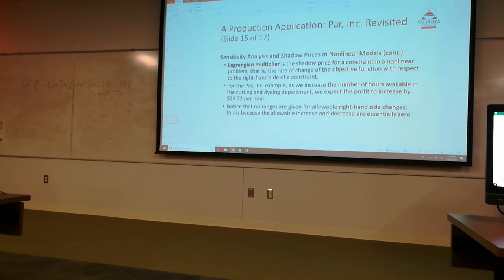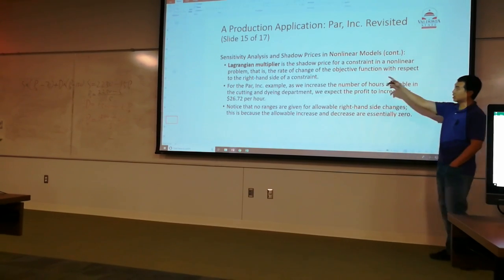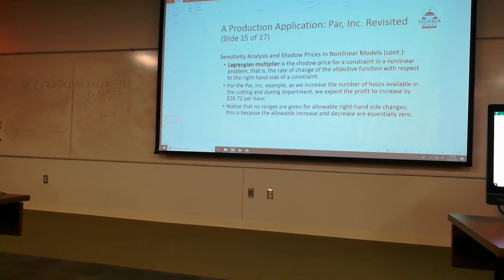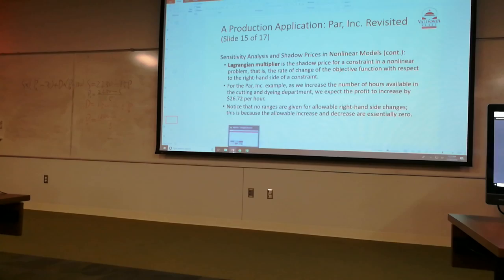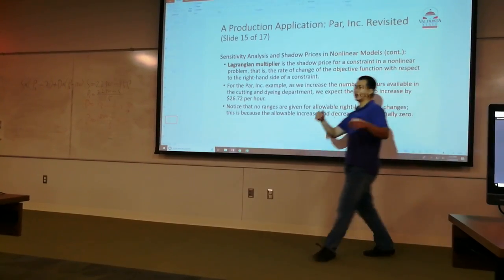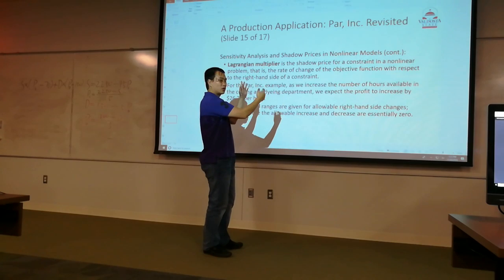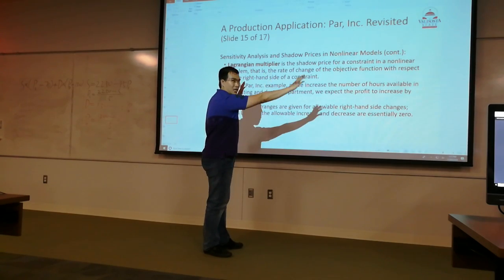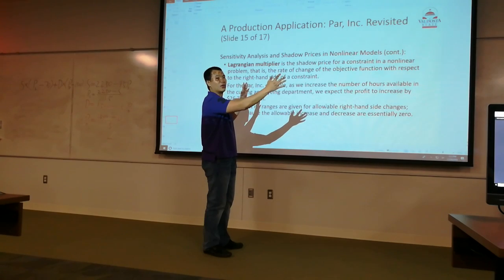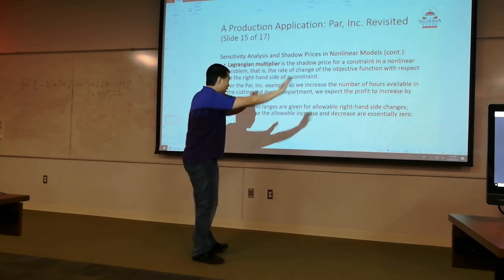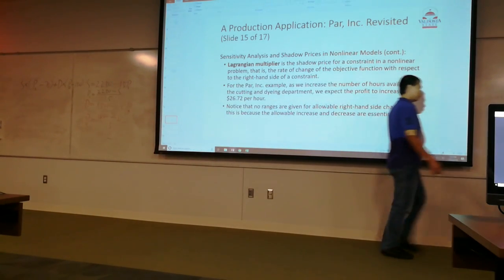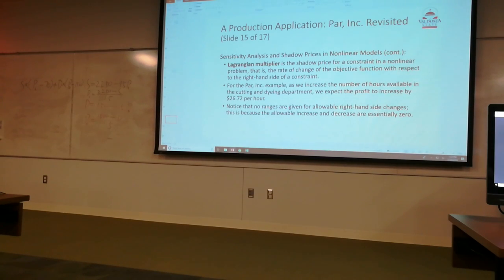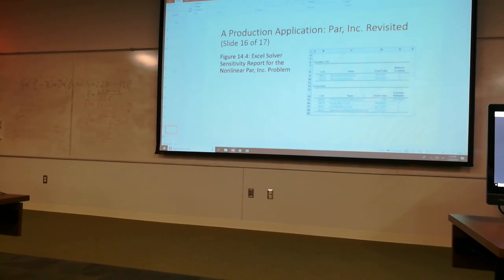The other thing we need to know is the Lagrangian multiplier. That's a shadow price for a constraint in a nonlinear form. It is the rate of change of the objective function value with respect to the right hand side of the constraint. If we go back, when we have a constraint, the hours used should be less than or equal to the right hand side, the hours available. If we change the right hand side, that's a Lagrangian multiplier.